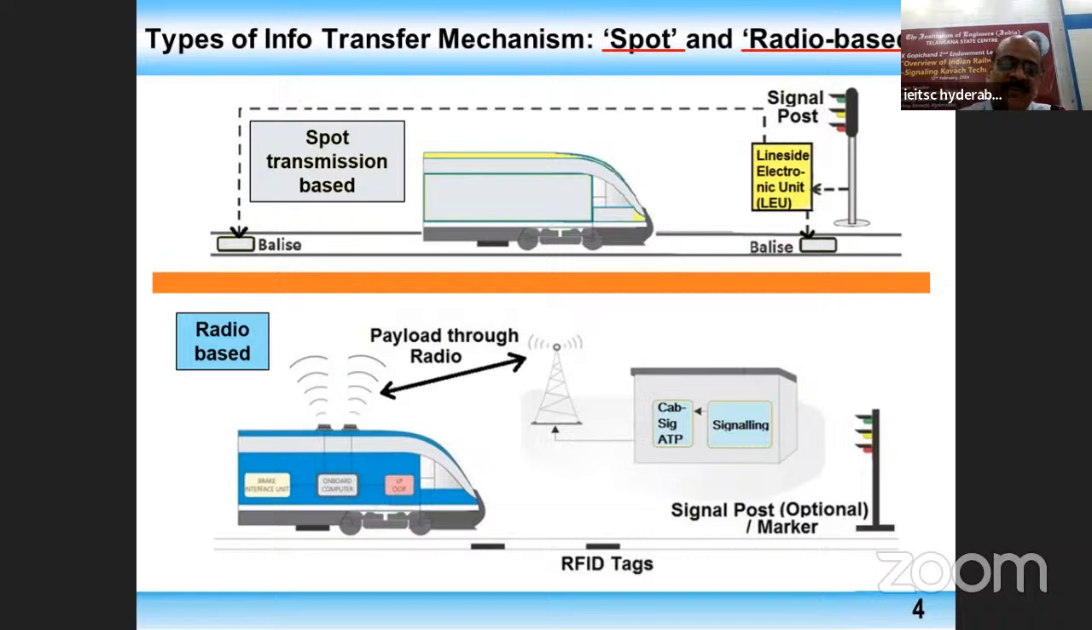Now I would compare here. See, the upper type of system, or spot transmission system, is easy to design, and the bottom half is difficult to design. But the bottom half type of system has got some advantages. Okay, that is related to line capacity friendliness or operation friendliness, and it is relatively much safer as compared to the upper half type of system.